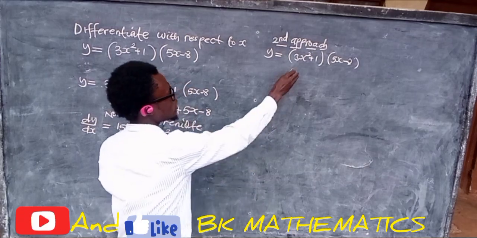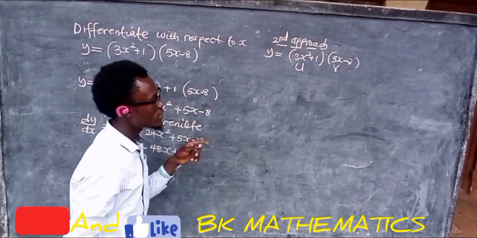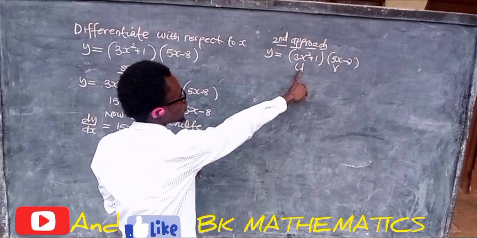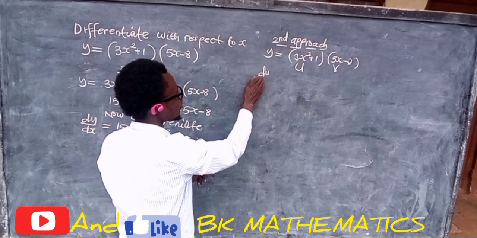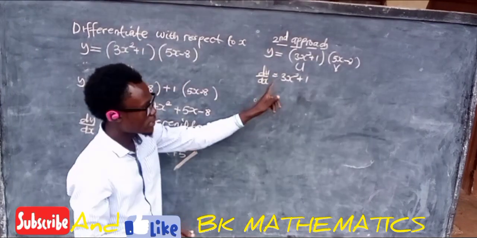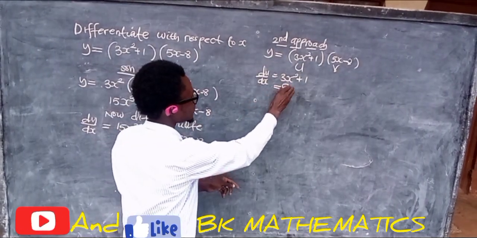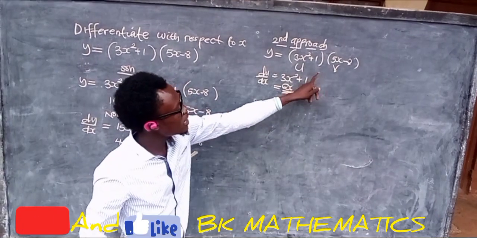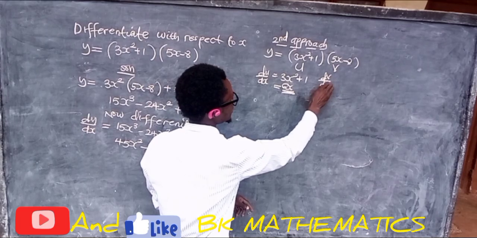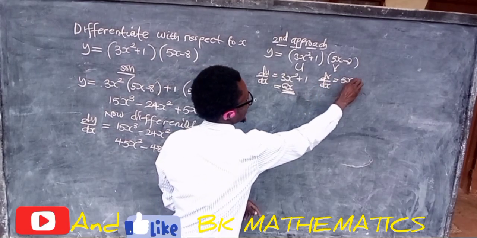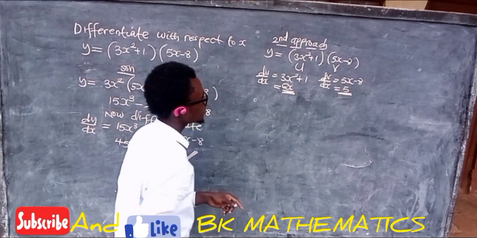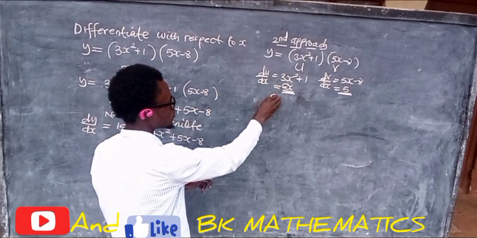The first thing is, this is u and this is v. Then, what I'm going to do next is differentiate u with respect to x. We say du upon dx: differentiating 3x squared plus 1 becomes 6x. Similarly, let's do the same to differentiate v. We say dv upon dx: differentiating 5x minus 8 becomes 5. This is the first step that I have to do. Let's just record that.